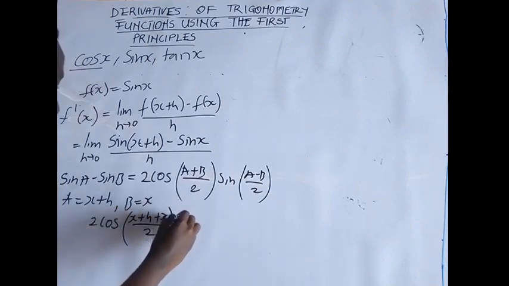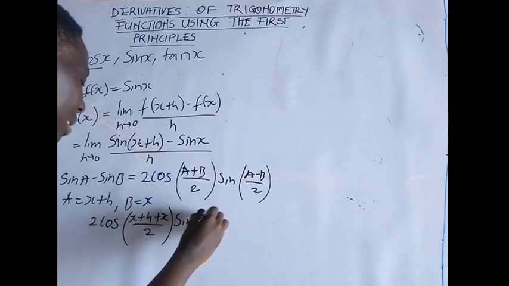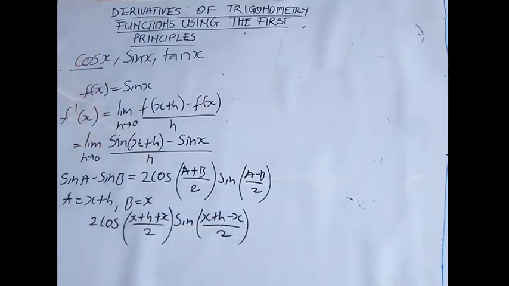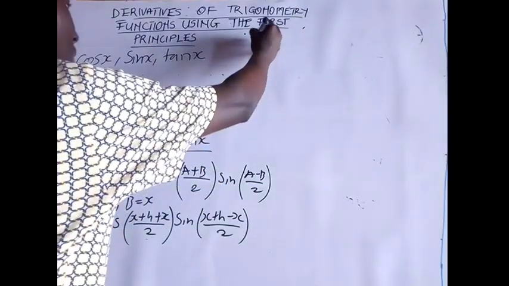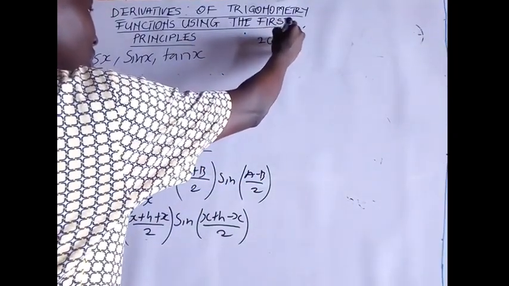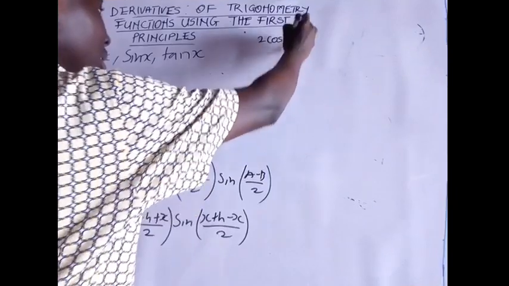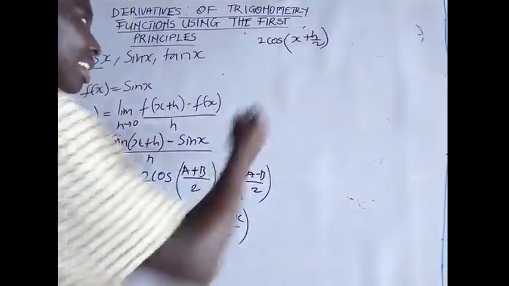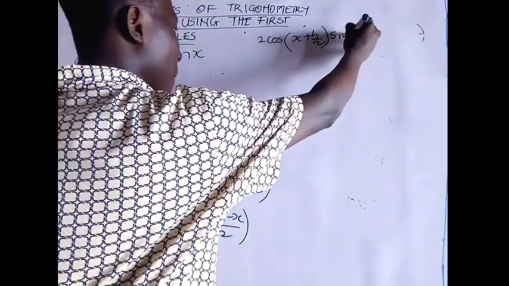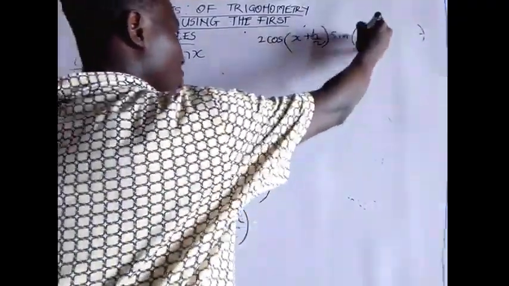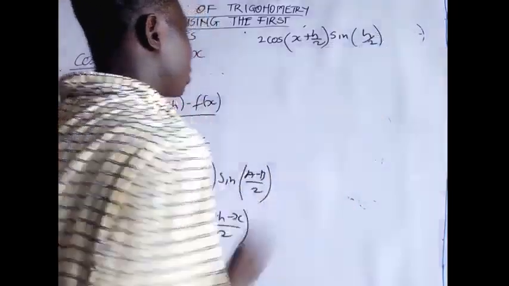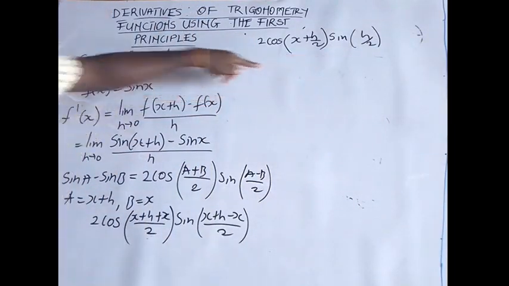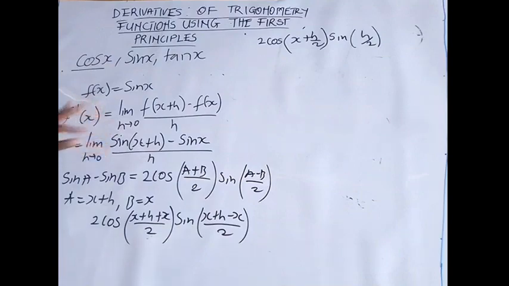And then we have sine of (s plus h minus s) over 2. So we get 2 cos of (s plus h) over 2 times sine of h over 2. So what we have gotten over here is for the numerator. So we fix it over here.